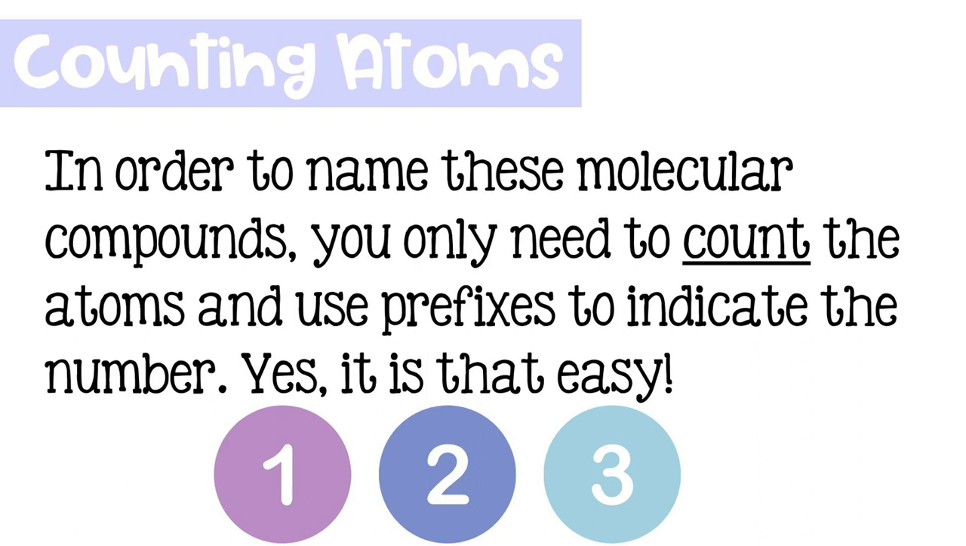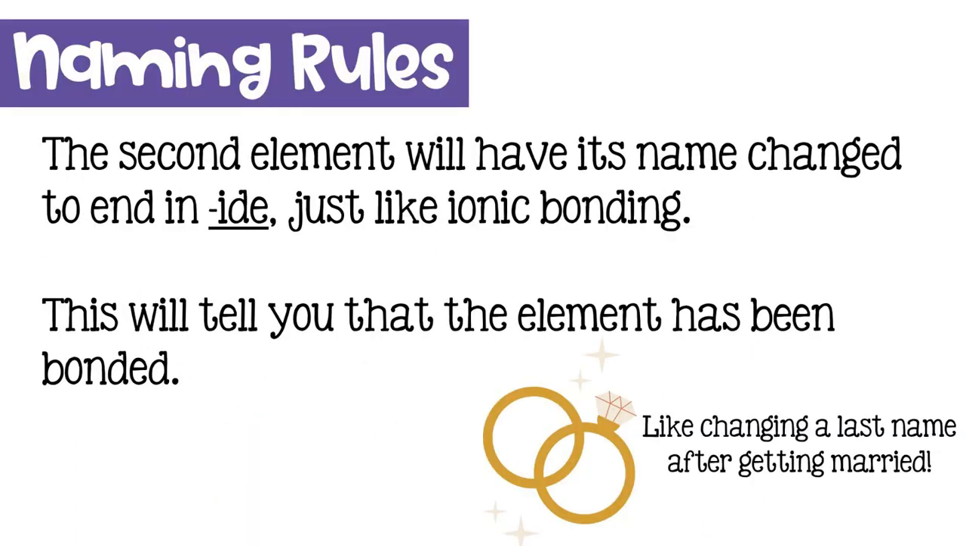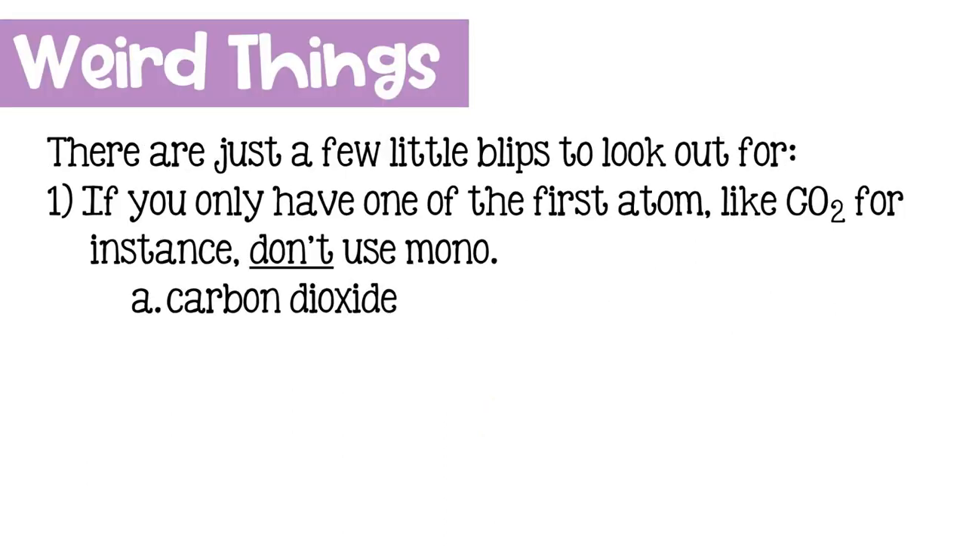To name these molecular compounds, you only need to count the atoms and use prefixes to indicate the number. Yes, it really is that easy. The second element will have its name changed to end in "ide", just like with ionic bonding. This will tell you that the element has been bonded, kind of like changing the last name after getting married. There are a few little tidbits you need to look out for.